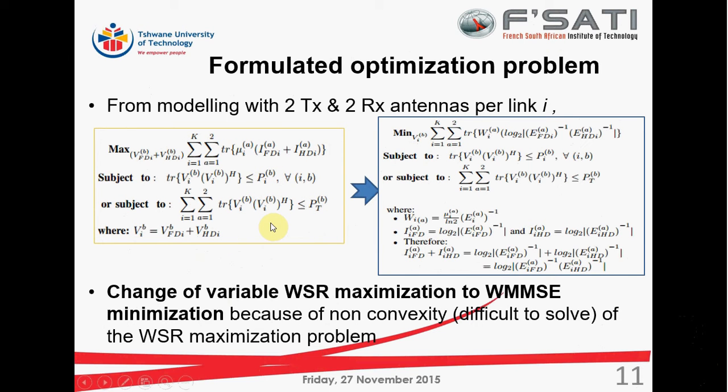Both are acceptable. However, the formulated problem has been found to be non-convex, and due to its non-convexity, it is difficult to solve. Therefore, we proposed a change of variable from the weighted sum rate maximization problem to a weighted minimum mean square error minimization problem, because this one is actually convex now. And the fact that it's convex makes it easier to solve than the WSR, which is non-convex and therefore difficult to solve.